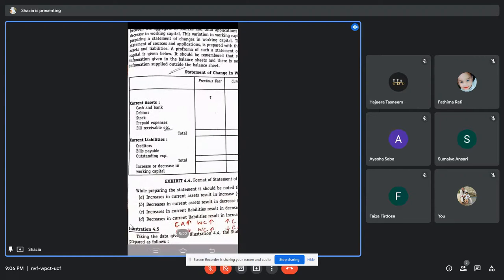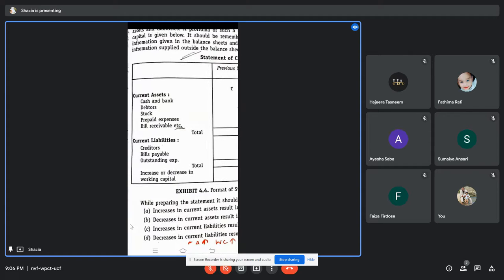What are your current assets? Only the current assets should be taken. Under this statement of changes in working capital, not all the assets will come, not all the liabilities will come. Only what is given to you here in the table. What is provided to you in the table, only those items are going to be asked. And those items only are to be taken in the consideration of the format. So cash and bank, debtors, stock, prepaid expenses, bills receivables, etc.